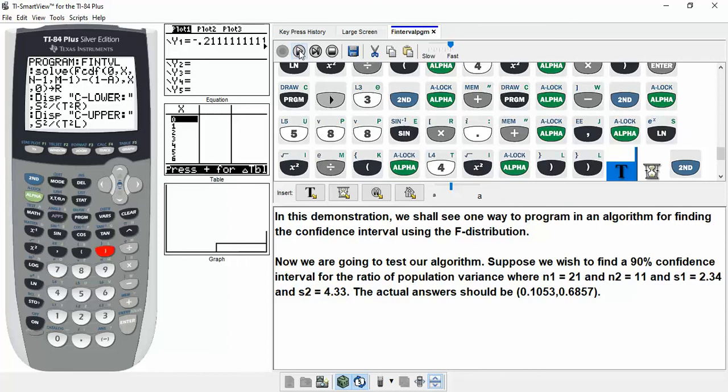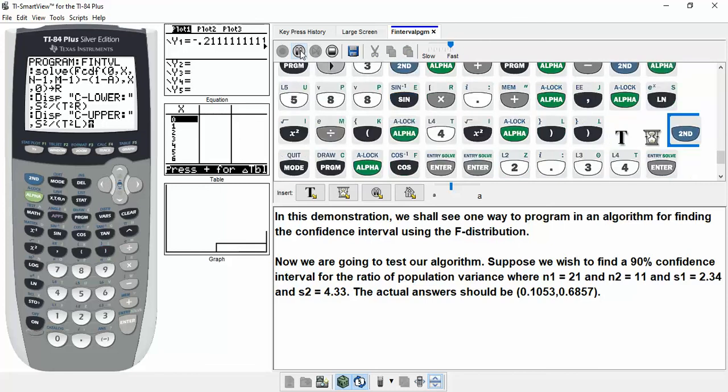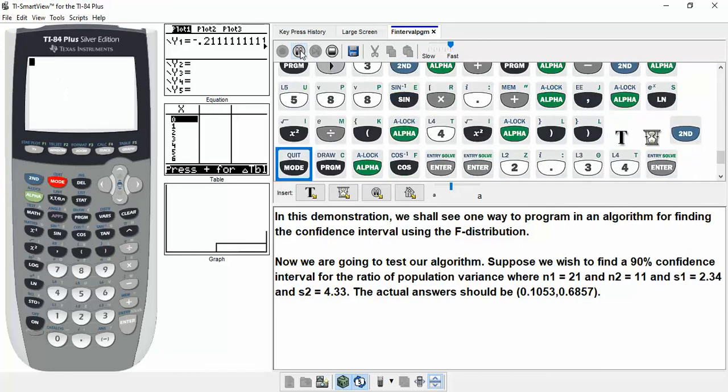Now remember that when you are comparing results there may be some rounding issues, especially when you're using textbooks. So just be aware that we may not get exactly these numbers, but we should be getting something really close to it. So we're going to go ahead and quit out of here. And we'll go ahead and call the program. I'll do alpha F to bring up the F interval. And then I'm going to type in the standard deviation of the first group, which we're told is 2.34.